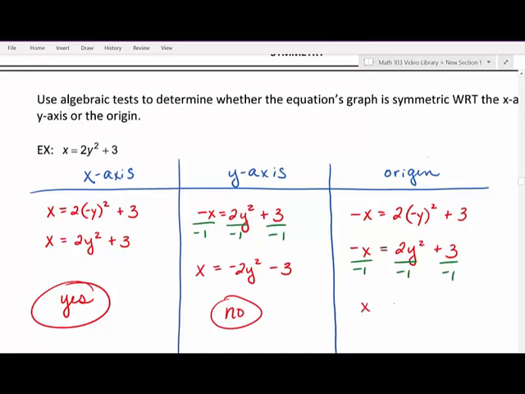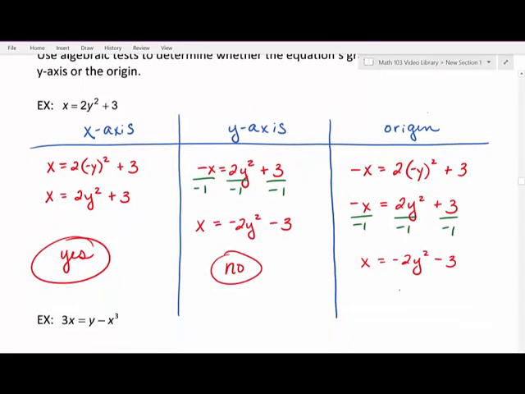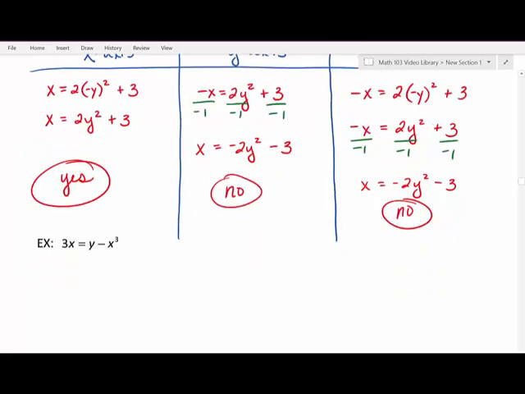But we saw in the last example that didn't work here. I check again to see if this is the same as my original equation. It's not. So the graph of this equation will not display symmetry with respect to the origin either. It will only display symmetry with respect to the x-axis. Let's try another one.